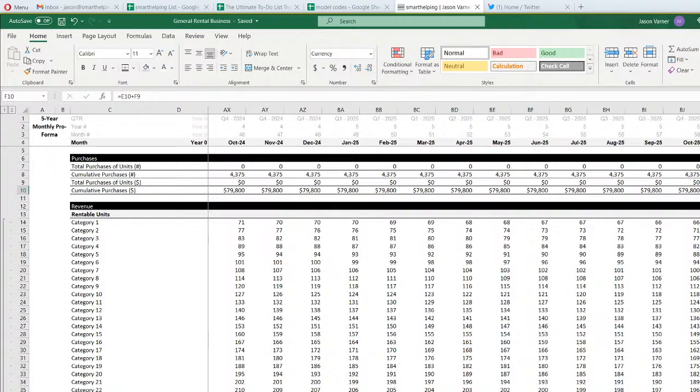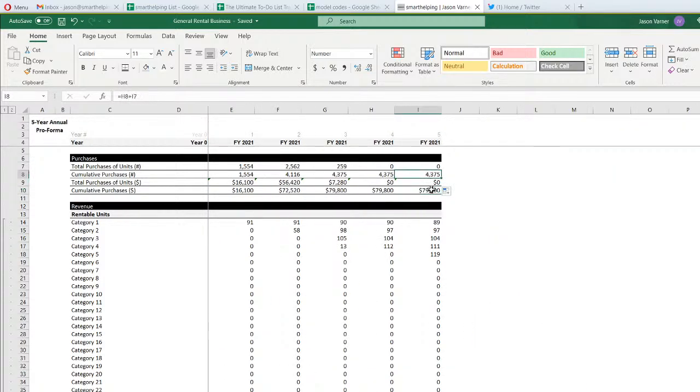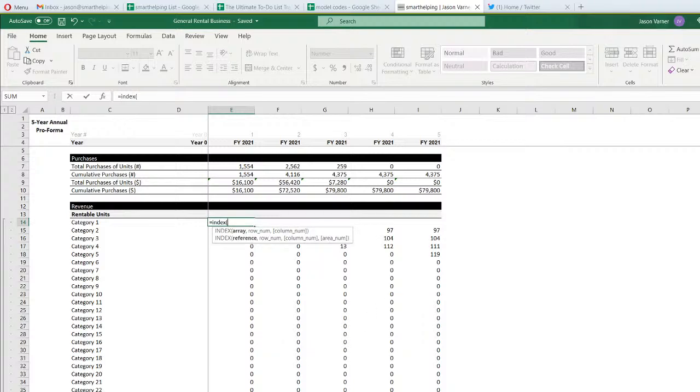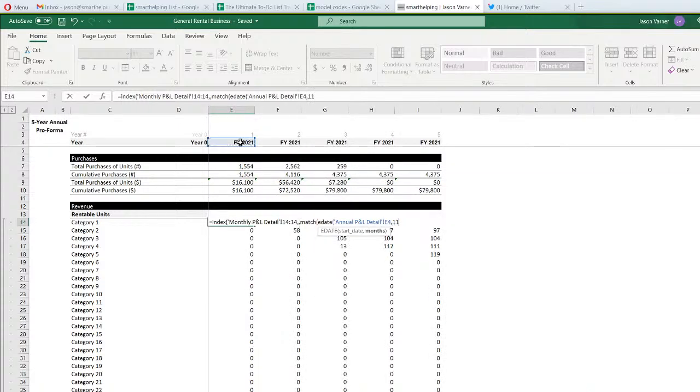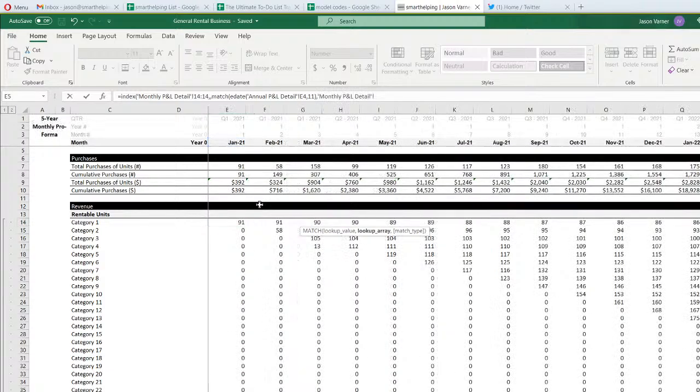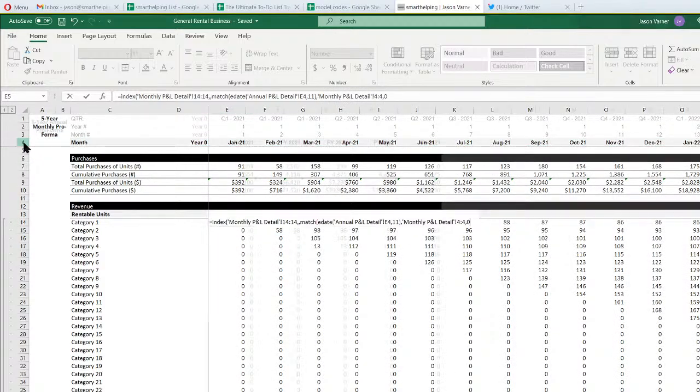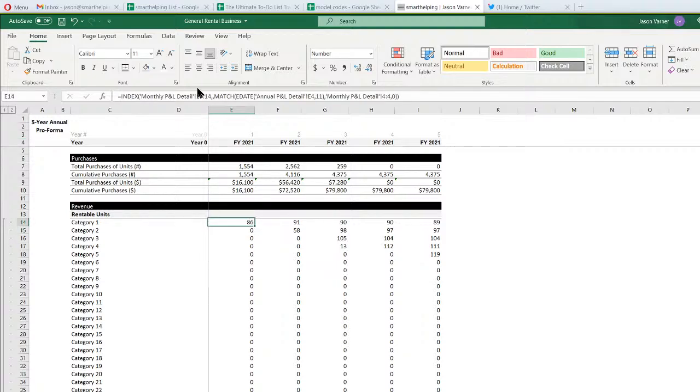Let's make sure this adds up. So 79.8, 4375, 4375. Yep. All right. So rentable units, let's think of the best way to do this. I guess this is an INDEX formula because we just want the value at the end of the year. So index this, if this, comma 11, matches our month. That should give us the rentable units at the end of each year.